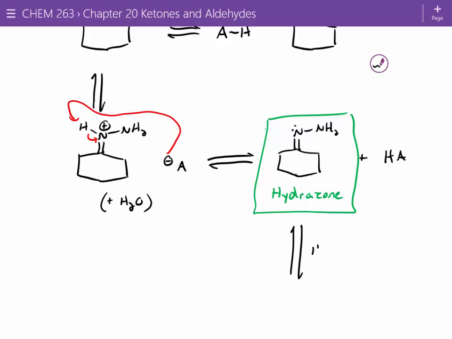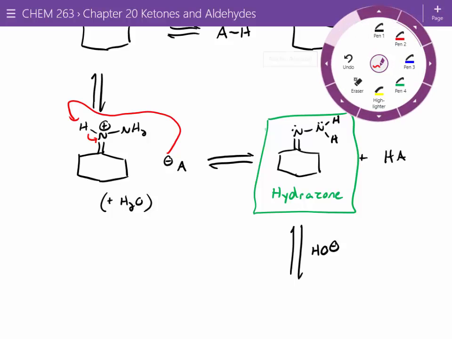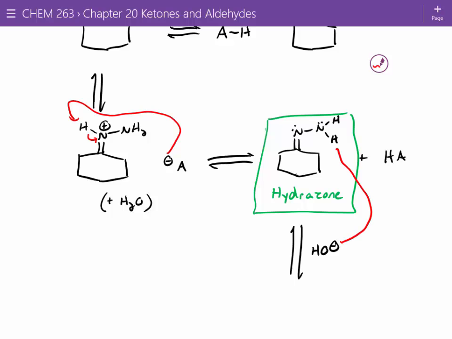All right, next up we've got potassium hydroxide around, and we know that acid-base chemistry is the fastest. I'm going to actually draw out these hydrogens too. So the hydroxide will come and grab one of the amine protons, and it will dump electrons back onto the nitrogen.